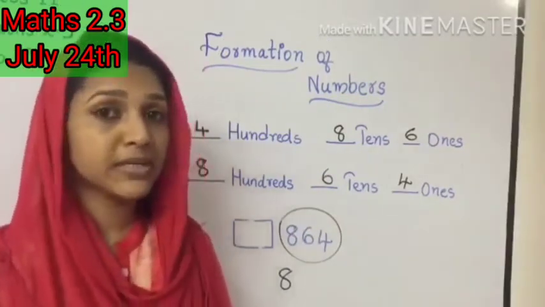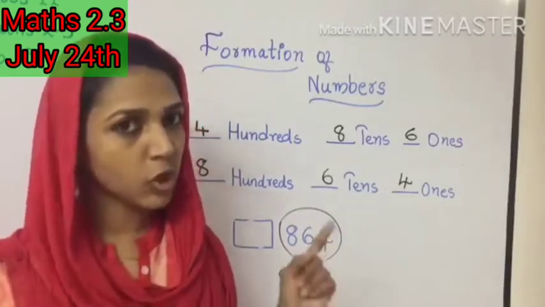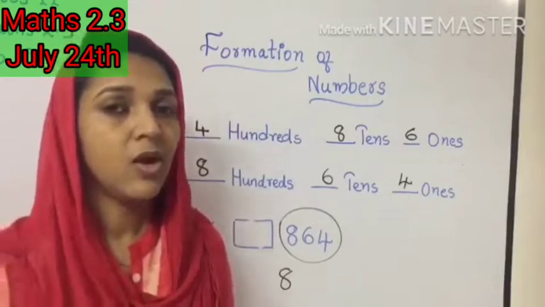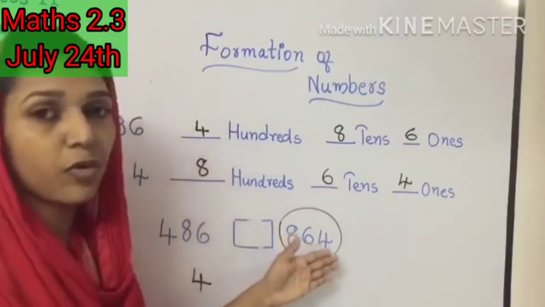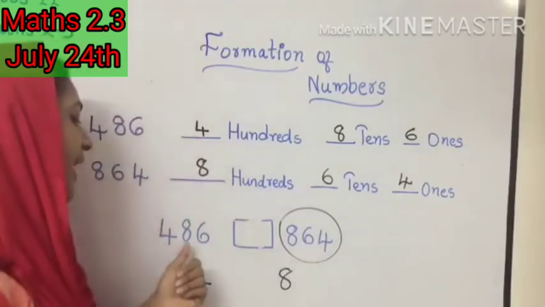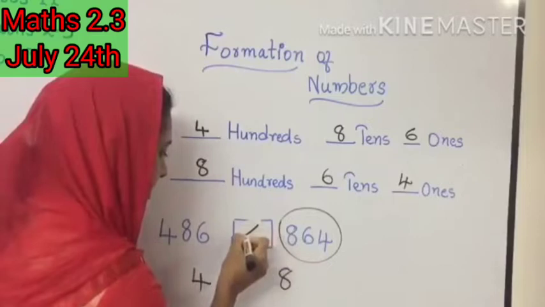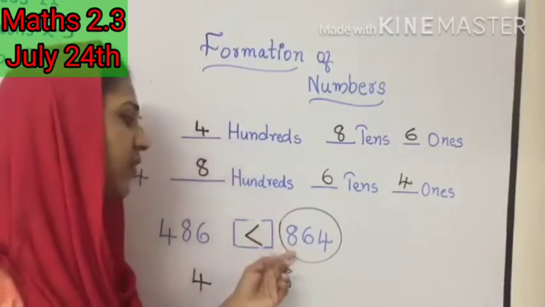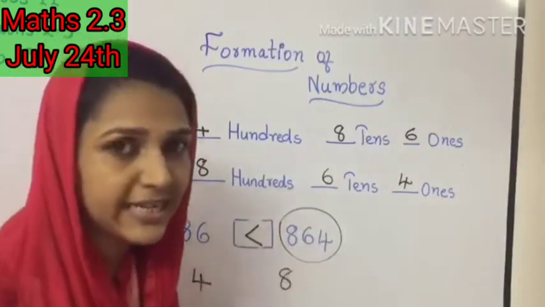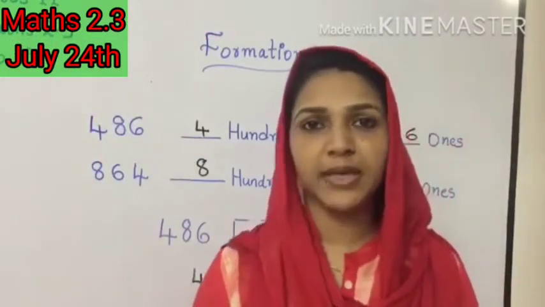And how do we represent greater number and smaller number? Yes, we have two symbols, greater than symbol and less than symbol. Here 864 is the greater number. So we have to write 486 is less than, so less than symbol, less than 864. The mouth should be open towards greatest number. So now we are moving to our topic.